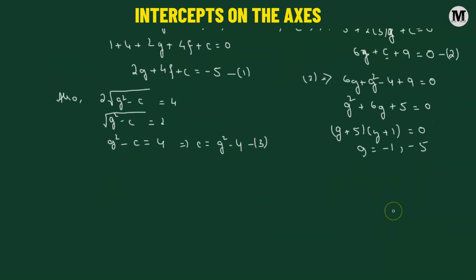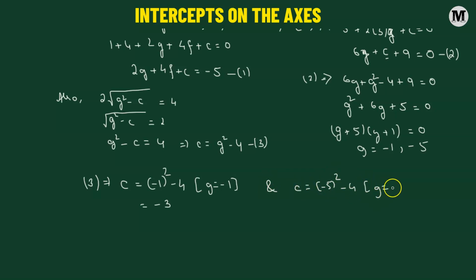Now that we have the value of g, we can also find out the value of c. From equation number 3, we have c equals -1 squared minus 4. This is when we are considering g equals -1. So that will be 1 minus 4, so c comes out to be -3. And c will be equal to -5 squared minus 4. This is when we consider g to be equal to -5. So we have 25 minus 4, so that's going to be 21.